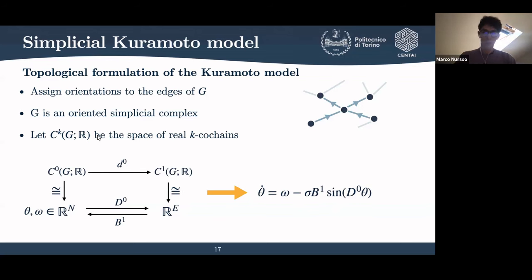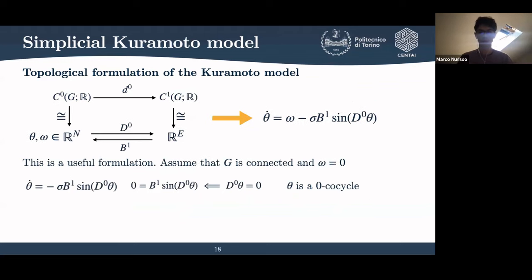And this formulation is, apart from being elegant and beautiful, also useful because you can use it to prove different things. A very simple thing that you can prove and see with this formulation is the following. For example, assume that the graph is connected and we have no natural frequencies, so this is 0. What you get is that a sufficient condition to have equilibrium, so theta dot equals 0, so that the system stops, is for theta to be a 0 cocycle, so an element in the kernel of the 0 coboundary.